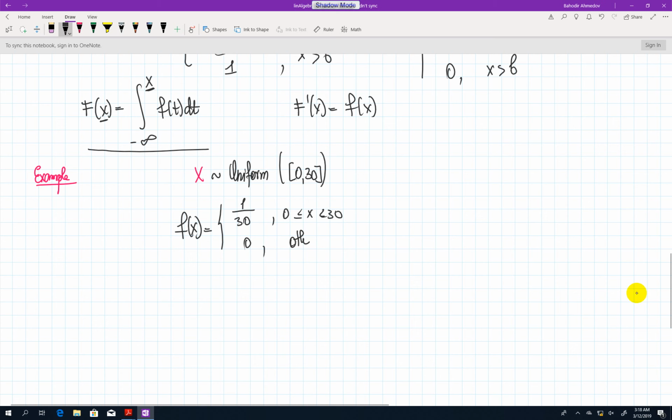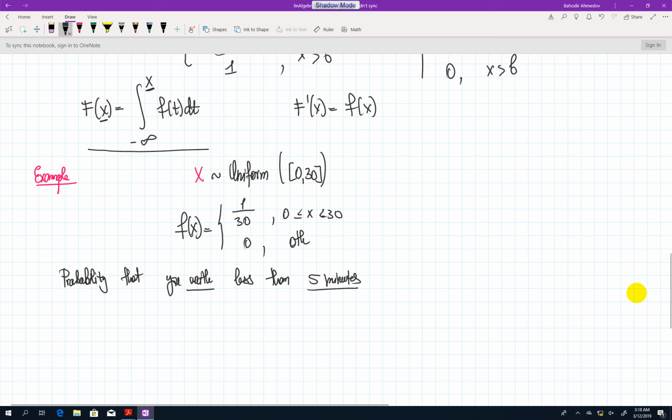Now, but we're asked about the waiting time, right? What is the probability that you wait less than 5 minutes, right? Waiting time is not our random variable x, right? Our random variable x is when you come to the station, not how much time you need to wait, right?